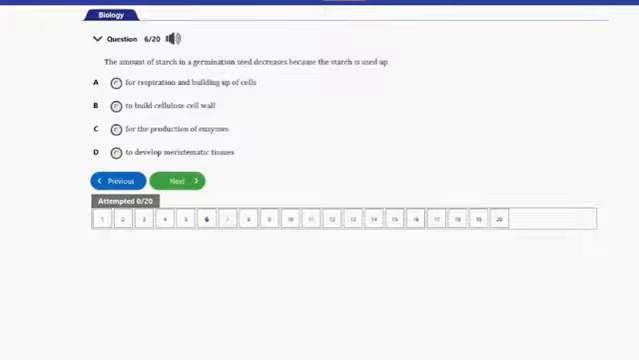It says, the amount of starch in a germinating seed decreases because the starch is used up A. for respiration and building up of cells, B. to build cellulose cell wall, C. for the production of enzymes, D. to develop meristematic tissues. So guys, the answer to this question here is option A, and that's for respiration and building up of cells. So guys, let's consider the next question, guys.